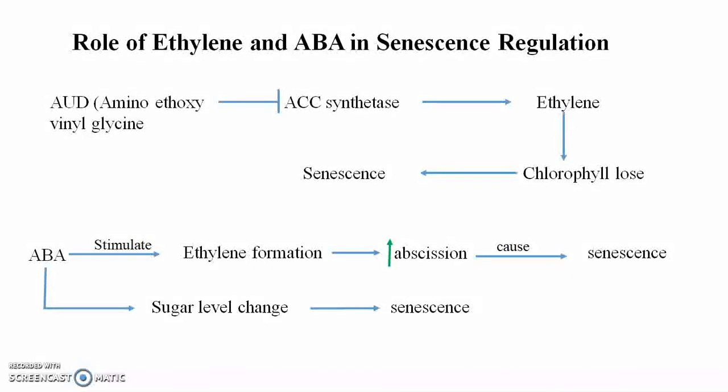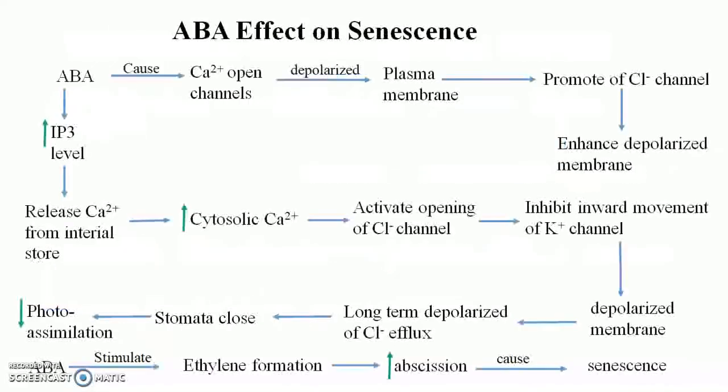Role of ethylene and ABA in senescence regulation. Aminoethoxyvinylglycine inhibits the ACC synthase, which help in the production of the ethylene. Ethylene cause the chlorophyll loss and cause the senescence. Second is ABA. ABA stimulate ethylene formations and increase the abscission, which cause the senescence. Second, ABA also increase the sugar level change and cause the senescence.